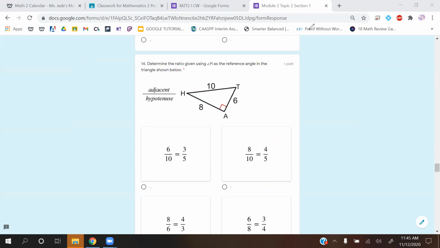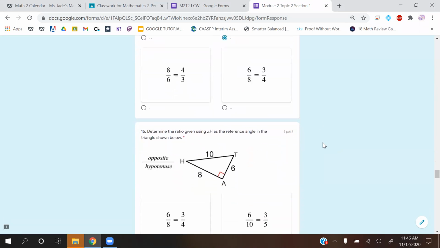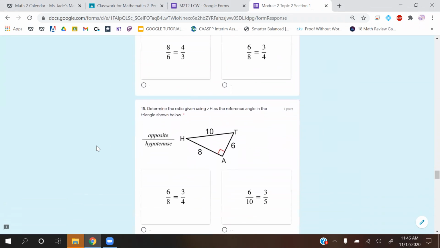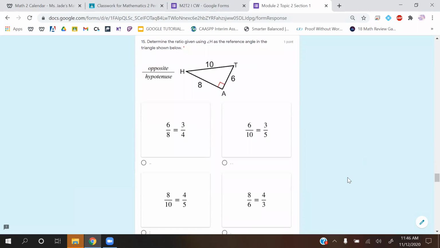Is there 2? What do you mean? 14 and 15? They're the same, right? No, number 14 asks for adjacent over hypotenuse and 15 asks for opposite over hypotenuse. Oh, okay. Thank you.